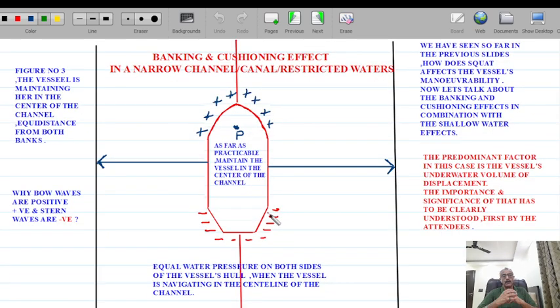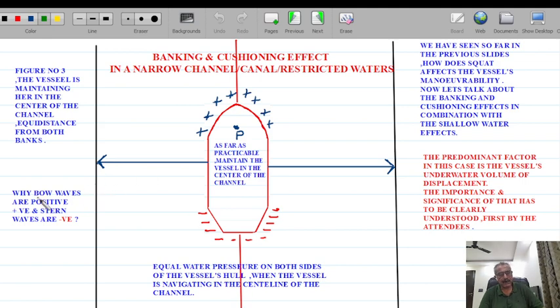Now coming to the other aspect, that is the banking and the cushioning effect in a narrow channel, that is narrow channel, canal and restricted waters. Now let's say this is a canal or restricted waters or a channel. In this figure number 3, because previous were figure number 1 and 2, the vessel is maintaining herself in the center of the channel, equidistant from both the banks, that is from here and here. So she is in the center of the channel. This is her coastline.